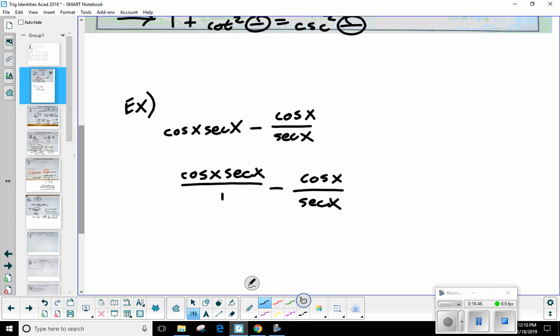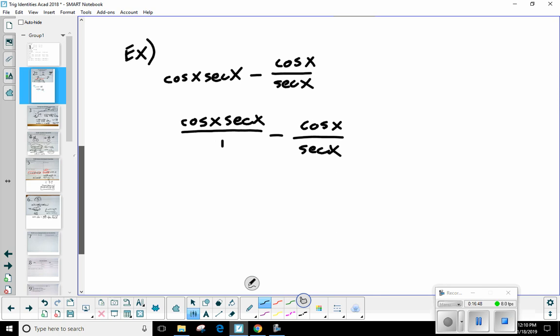Okay. So here's the thing. I need both of these to be secant on the bottom. Well, this one already has secant, so what am I going to do to it? Nothing. I'm going to leave it the way it is. But this one here, I've got to multiply the bottom by secant. Because what's secant times 1? Well, that's going to be secant, right? But here's the thing. Remember, in mathematics, you have to be fair. I've got to multiply the top by the exact same thing.